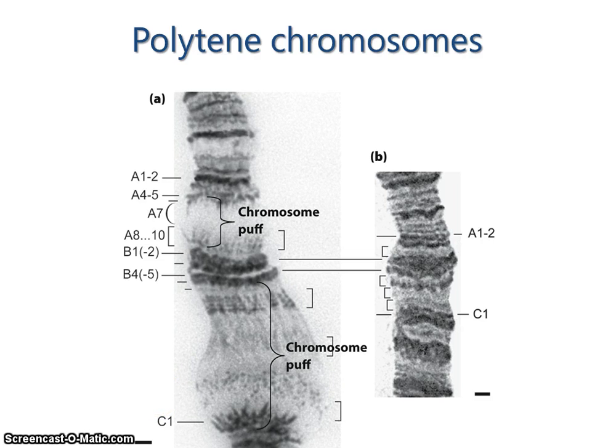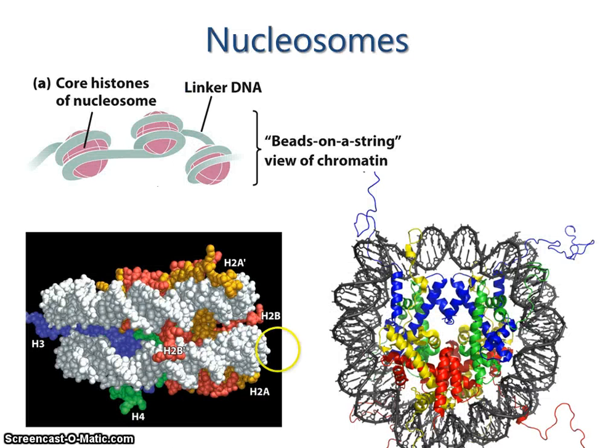And the euchromatic regions are where transcription is actively happening, and the heterochromatic regions that are darker are the regions that are transcriptionally silent. Okay, so two types of chromatin, heterochromatin and euchromatin. And the difference between heterochromatin and euchromatin is largely around how the DNA is packaged by nucleosomes.